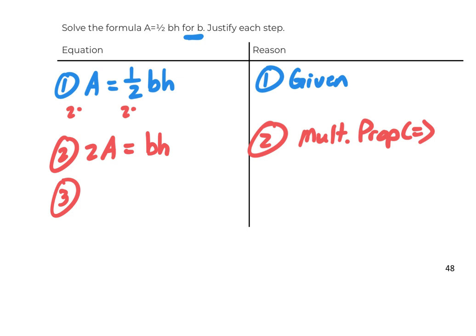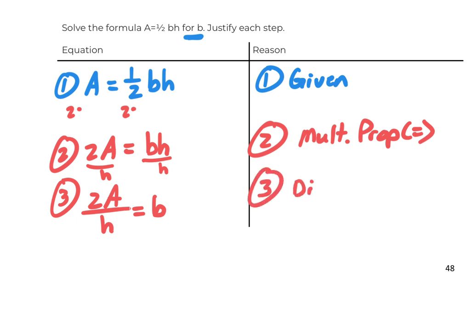So to get rid of the h, we're going to divide. Okay, and I know I've said it a lot already, but if it helps you to show what we did, then write it in there. Just put like divide by h, like I did with the times 2. So now we have 2a over h equals b, and we did the division property of equality.